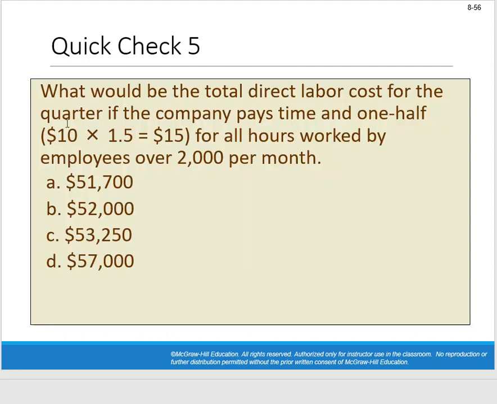What about this though? What would be the total direct labor cost for the quarter if the company pays time and a half for all hours worked by employees over 2,000 per month? So if they're anything above 2,000 hours, they have to pay overtime at time and a half.